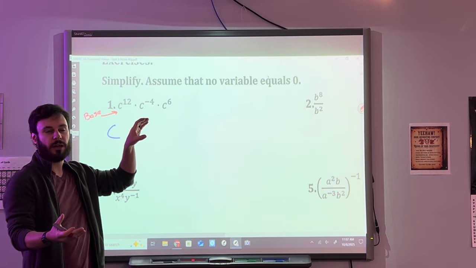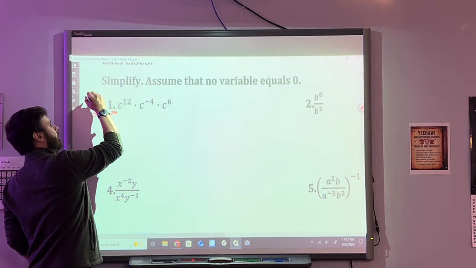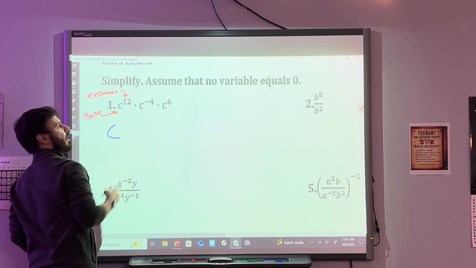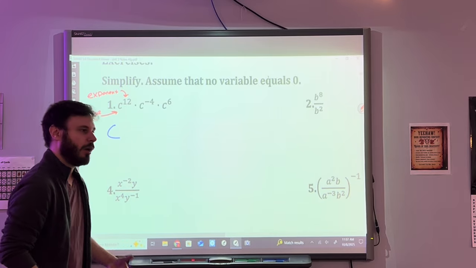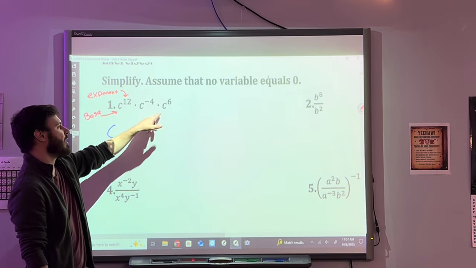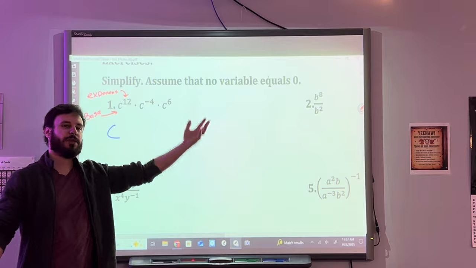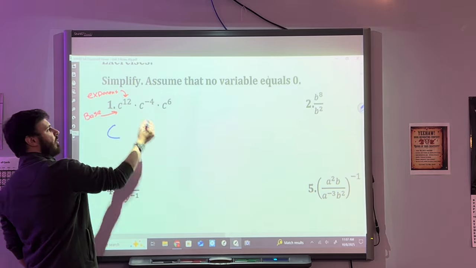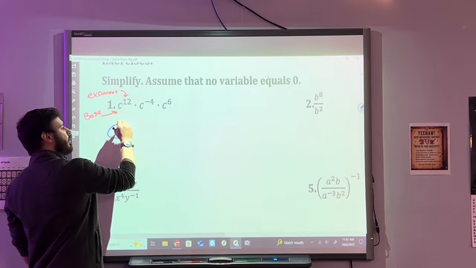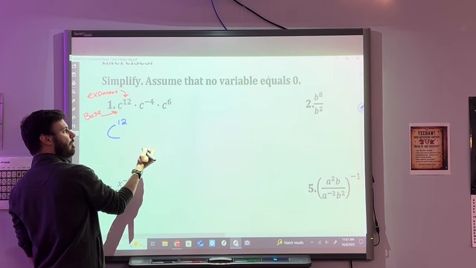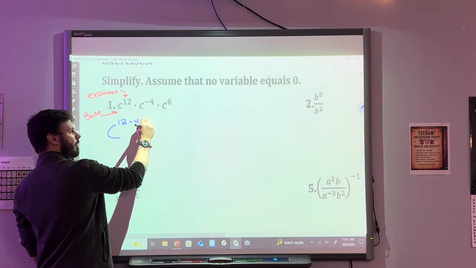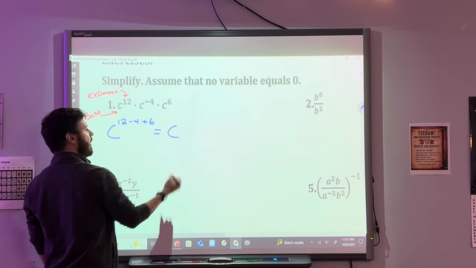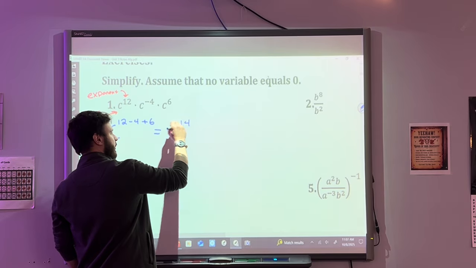It's the thing that the exponent is being attached to, and therefore we know that the exponent is the 12 in this situation. It's what's doing the raising. So I have three different bases, but the base is the same, C, C, and C. So when I have the same base, my rule says I take my exponents and I add them together. So it's going to be 12 minus 4 plus 6. So what is that? C raised to the 14th.